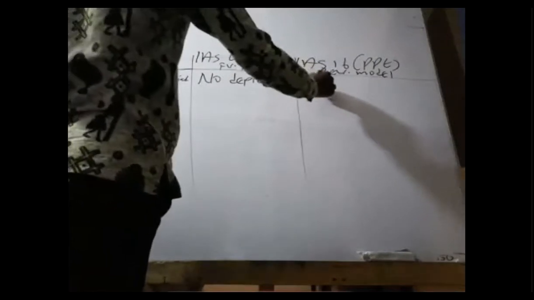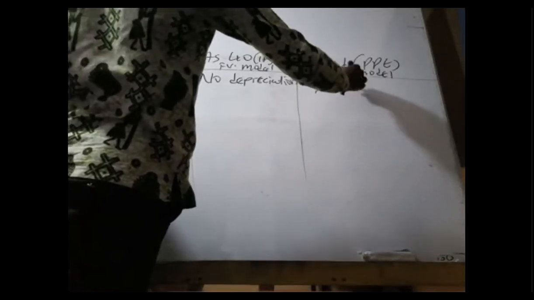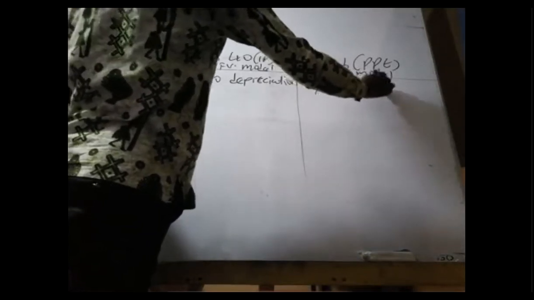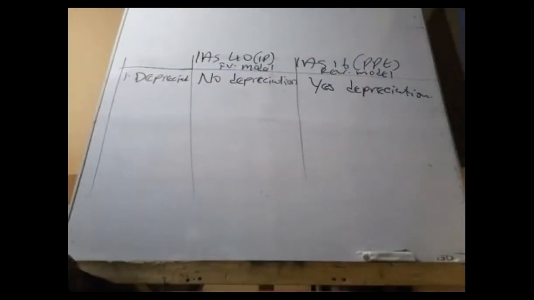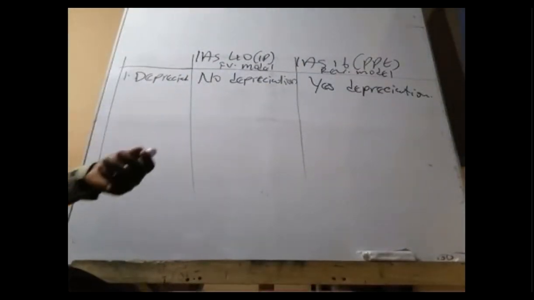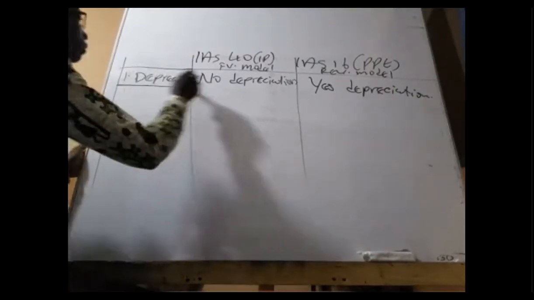But under the IAS 16 revaluation model, yes, we charge depreciation. Yes, we depreciate the asset. So there is depreciation. The asset must be depreciated. Here we don't depreciate.